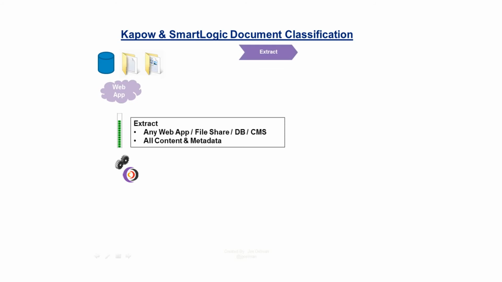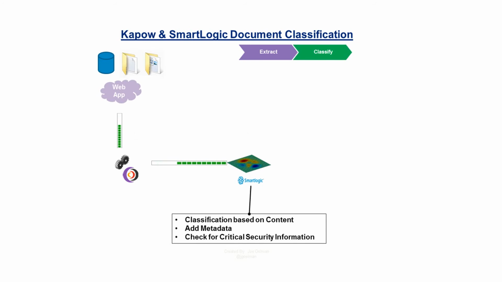Kapow can extract the content, documents, and existing metadata from any of these locations and begin to categorize the documents based on file properties and the existing metadata. Kapow can then call on Smartlogic Semaphore to evaluate the content type and classify and categorize the content and add additional metadata from the appropriate taxonomy for the given content type. Smartlogic can also flag content that contains critical security information.